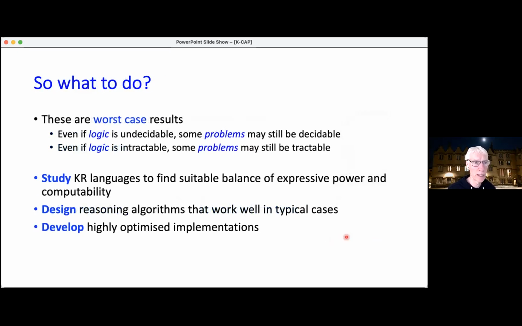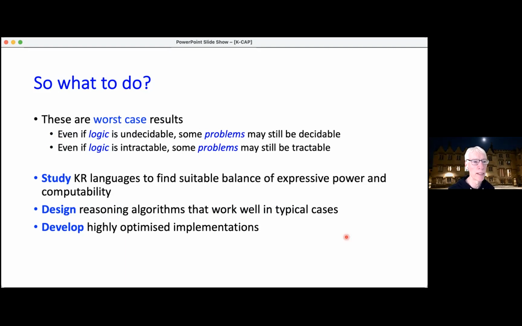Well, we can't obviously change the decidability and tractability results, but we can at least take a more nuanced view of them and realize that, well, in the first case, these are worst case results. So even if our logics are undecidable or intractable, there may still be some problems that are decidable or empirically tractable. And it may even be the case that the realistic problems that I actually encounter in practice are not so hard.